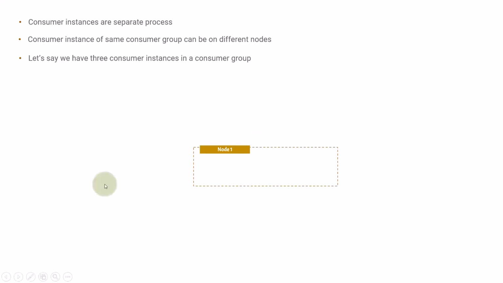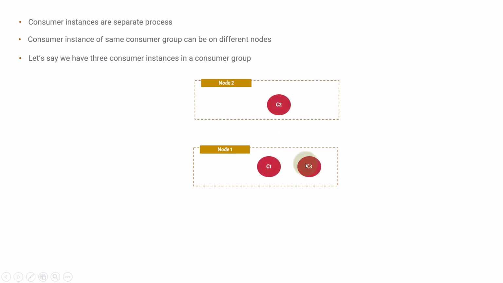I'll just explain it here. Let's say there's node 1. This is a separate machine which is in a different location, and there is another machine, node 2, which is also present in a different location. Now let's say you have three consumer instances. So I'm writing here three consumer instances. The consumer instance C1 can be present on node 1, then the consumer instance C2 can be present on node 2, and the consumer instance C3 can be present on node 1.